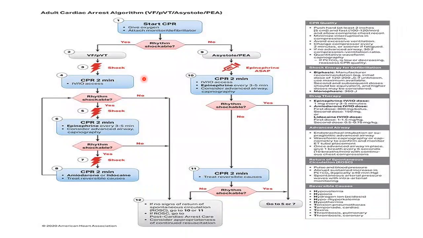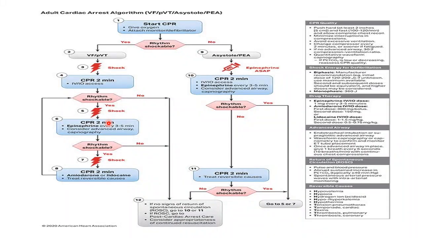After that, give CPR and continue for 2 minutes. Along with that, if there is no IV access, start an IV line. After 2 minutes of CPR, check the rhythm again. If it is shockable, again give a shock. After giving the shock, immediately start CPR again. Along with that, give injection epinephrine 1 mg.